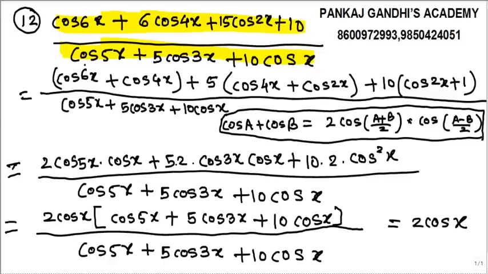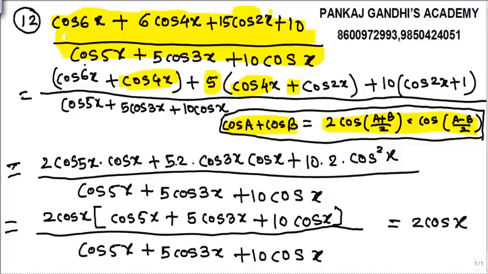Question number 12. Here we have to find the value of the given expression, which means we have to simplify it. See here, all terms are cos terms: cos 6x, cos 4x, cos 2x, cos 5x, 3x and x. So all are in cos terms. So by using the formula cos a plus cos b equals 2 cos of (a plus b) divided by 2 into cos of (a minus b), we can simplify this given expression. So let's just split this 6 cos 4x. So cos 4x plus 5 cos 4x plus 5, see here a 5 is there.